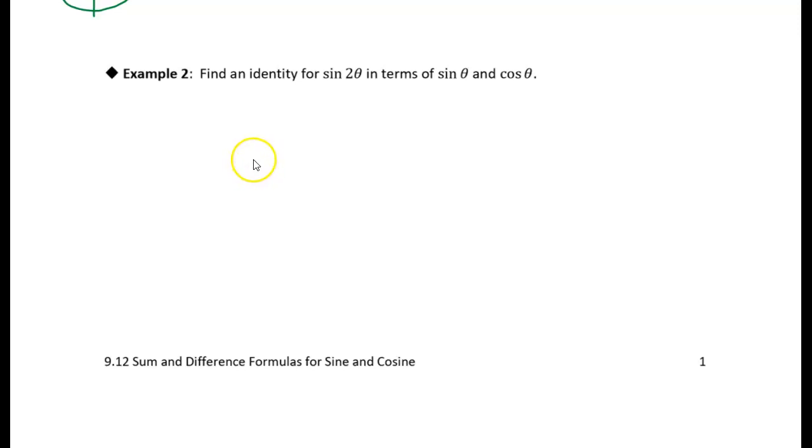All right, in this example, we're asked to find an identity for the sine of 2 theta in terms of sine of theta and cosine of theta.